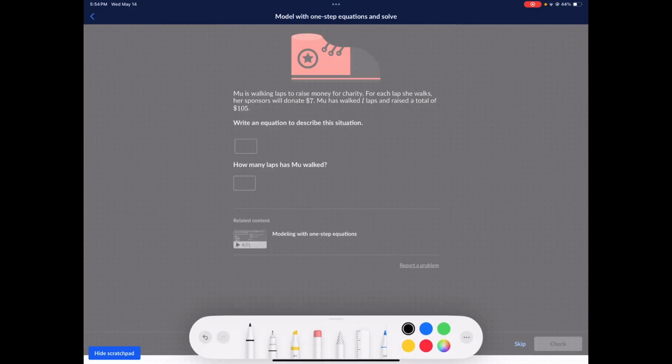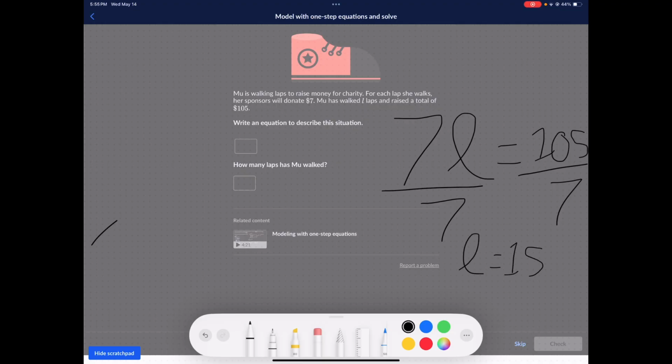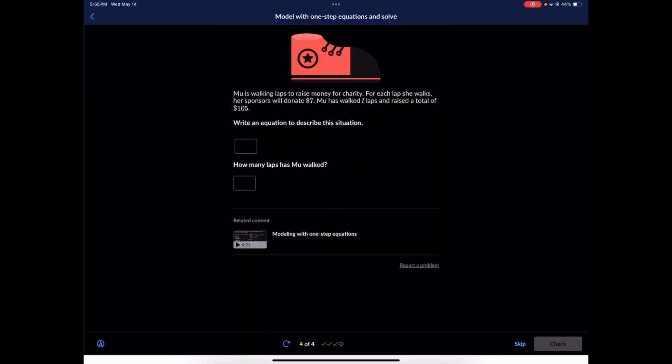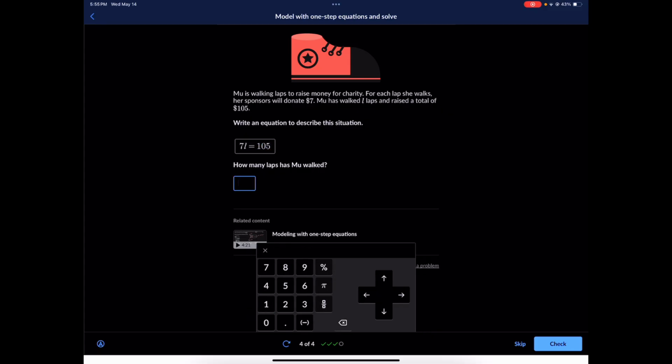Let's go through this. So we have 7, and then we walk L laps. So 7 times L is 105. And then we just divide by 7 to get L. And if we do the math here, L is equal to 15. So we have 7L is equal to 105. And then L is 15.